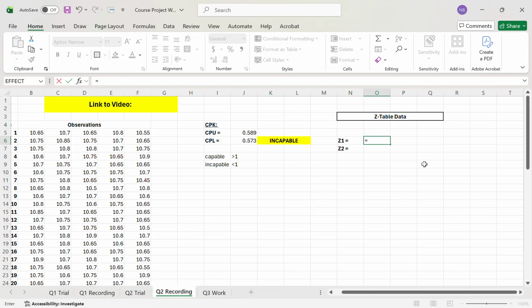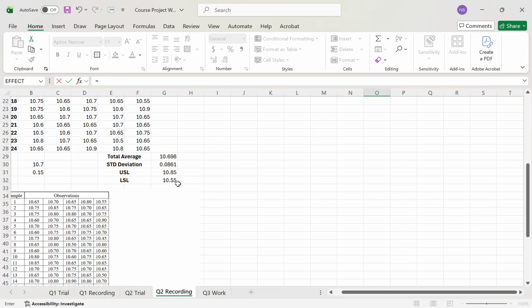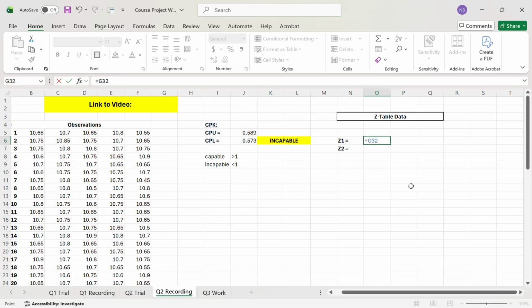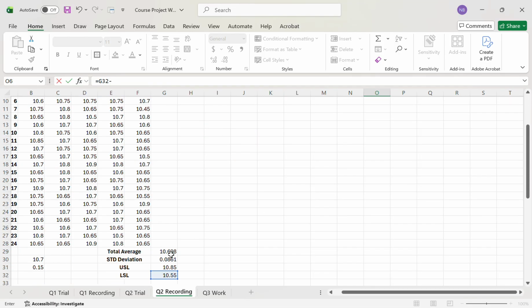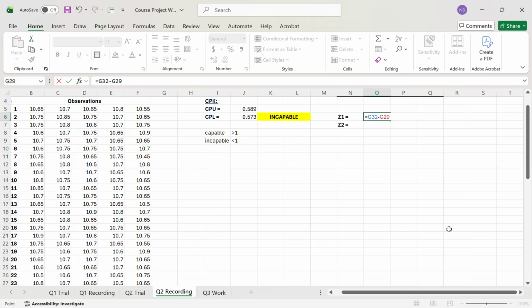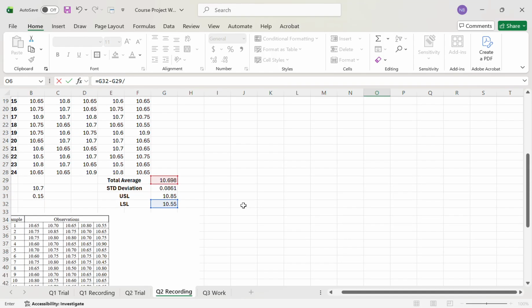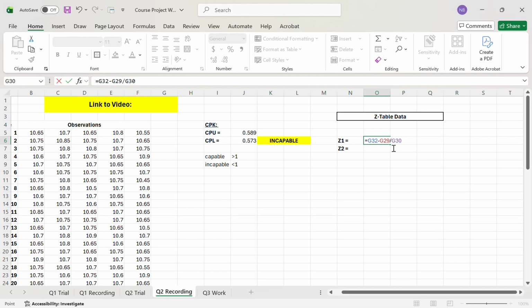Again, it is the lower specification limit minus your average divided by your standard deviation. We're going to get negative 1.72.